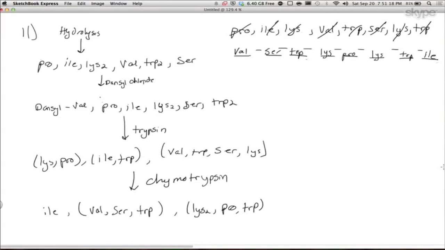Again, I would just say, where you see the down arrow on the left that says dansyl chloride? This one? Yeah.